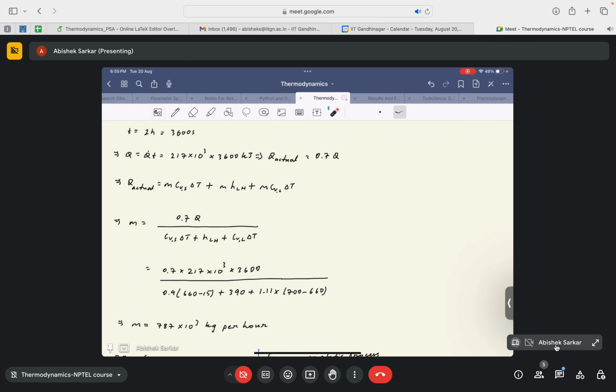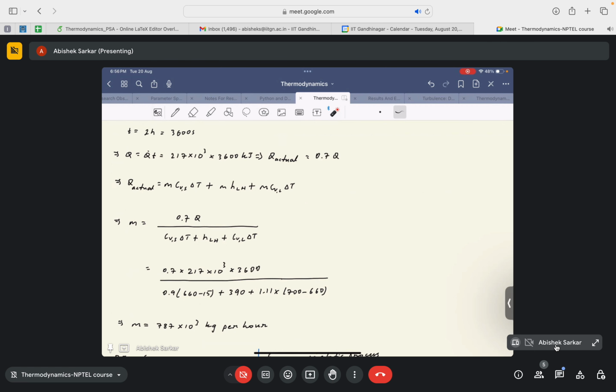Why? Because as I already mentioned, during the phase change the temperature remains constant, so the liquid would have an initial temperature of 660 degrees Celsius and it will heat up to 700 degrees Celsius. That is the final temperature up to which the aluminum was heated in the furnace. So that's why these temperature values. It's actually a very simple calculation, but you need to know which value to put where.